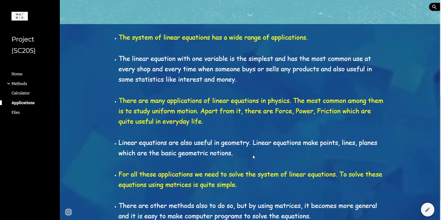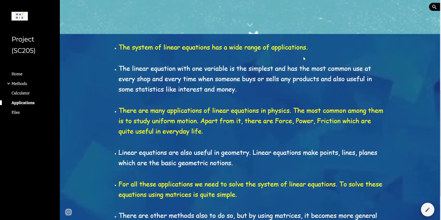Applications. The system of linear equations has a wide range of applications. The linear equations with one variable is the simplest and has the most common use at every shop and every time when someone buys or sells any products, and also useful in some statistics like interest and money. There are many applications of linear equations in physics. The most common among them is to study uniform motion. Apart from it, there are force, power, frictions, which is quite useful in everyday life.